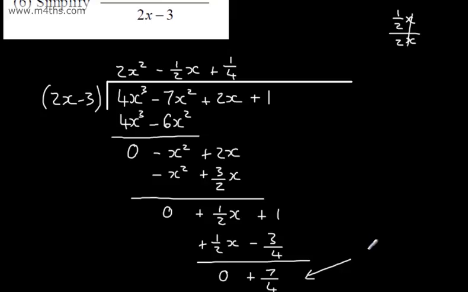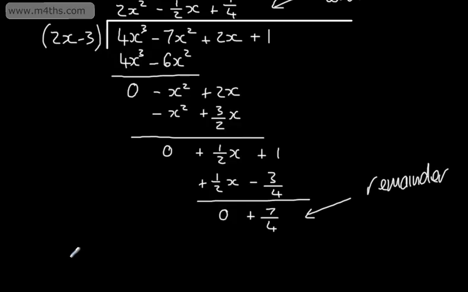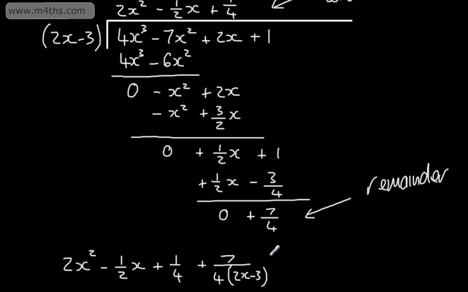7/4 is our remainder, so let's write this here. So remainder, and this right here is our quotient. So if we were to simplify this, we could write this now as the following. So let's just get some space. We could write this now as 2x squared minus 1/2 x plus 1/4, and then plus 7/4 over 2x minus 3. So I'm going to write this as plus 7 over 4 lots of 2x minus 3, and that's simplified.